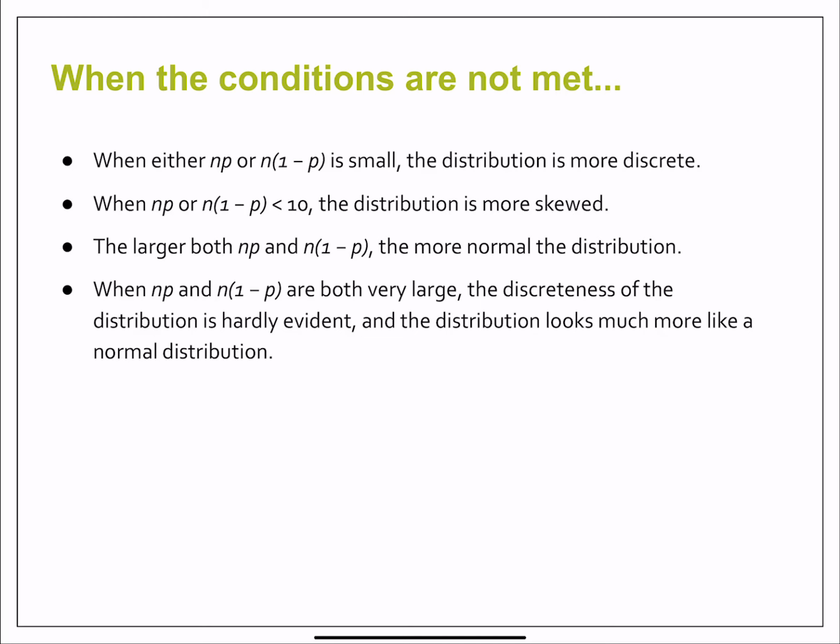And this is kind of just detailing what we just talked about. Basically, the distribution looks more discrete. We get a skewed distribution. If we have larger numbers of successes and failures, we'll get more of a normal distribution. And when they're both large, it'll be a normal distribution, and it will also not be very discrete. The data will be really, really scrunched in.